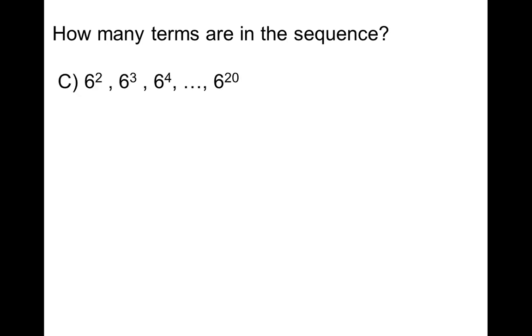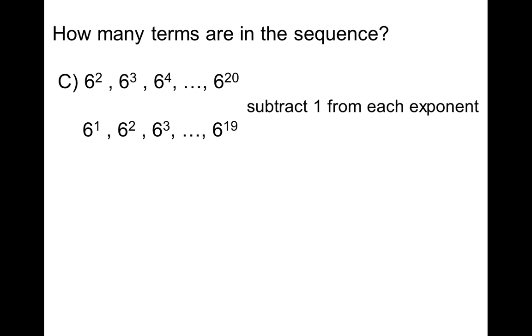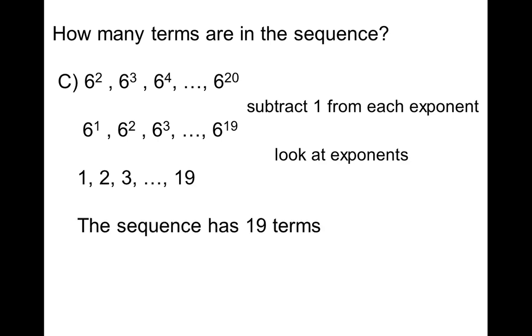Now this one's a little bit different. How many terms are in this sequence? Remember, if I can find a one-to-one correspondence with the counting numbers, that would be one way to identify the number of terms in the sequence. And what I'm noticing is that the base numbers are the same. What's changing are the exponents. So I'm going to try to make the exponents match up with the counting numbers. I'm going to subtract 1 from each exponent. And if I do that, then the exponents are matching up with the counting numbers. And since the last exponent is 19, there must be 19 terms in this sequence.